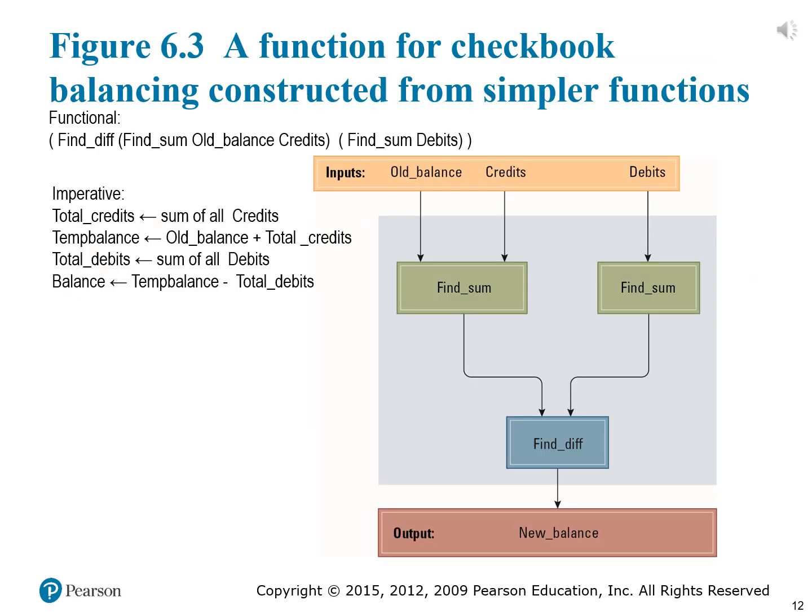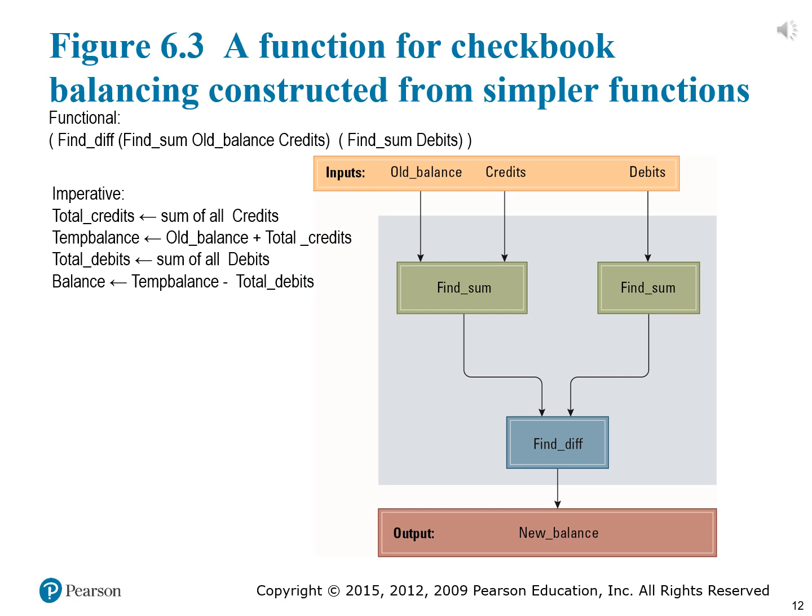Functional programming versus imperative programming. As an example, this figure shows how a function for balancing your checkbook can be constructed from two simpler functions. One of these, called findSum, accepts values as its input and produces the sum of those values as its output. And then the other, called findDiff, accepts two input values and computes their difference.